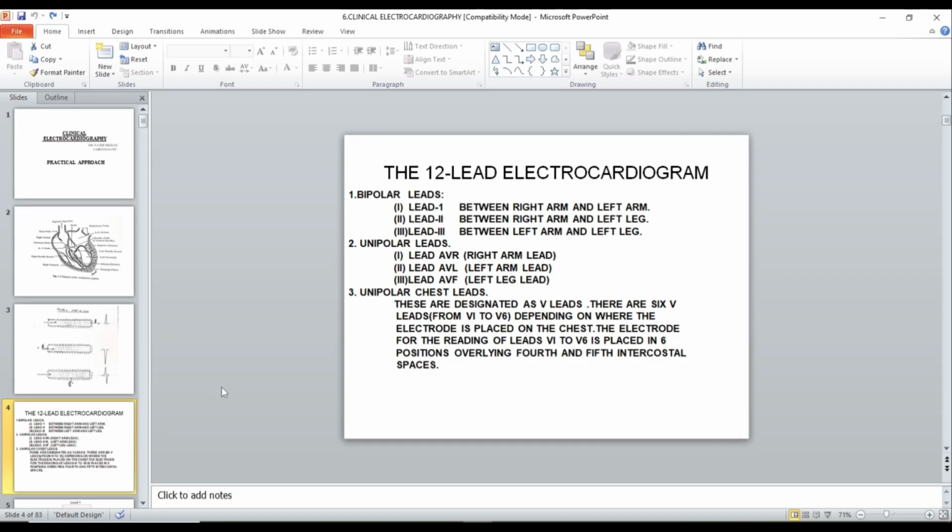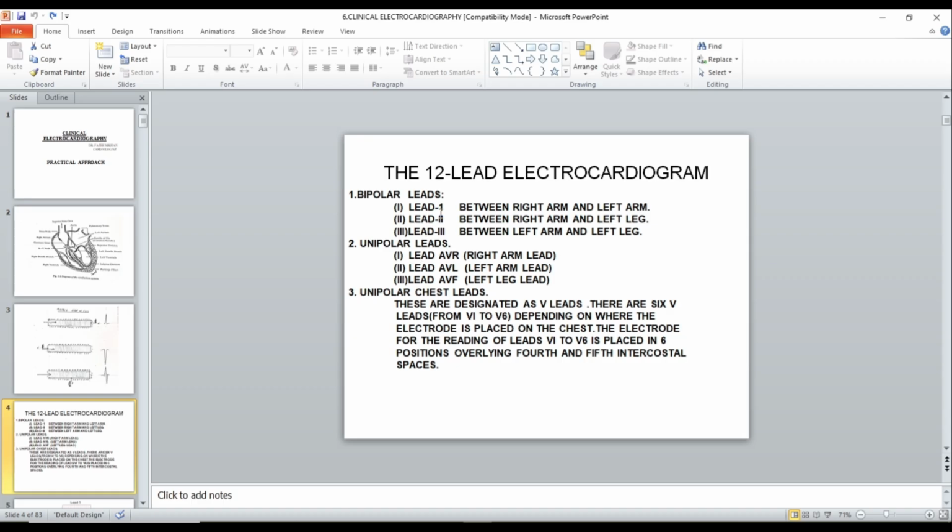The electrocardiogram is recorded by means of 12 leads. Six leads are limb leads and six are chest leads. The limb leads record the electrical potential in the frontal plane, while the chest leads record the electrical potential in the horizontal plane. Of the limb leads, three are bipolar and three are unipolar.